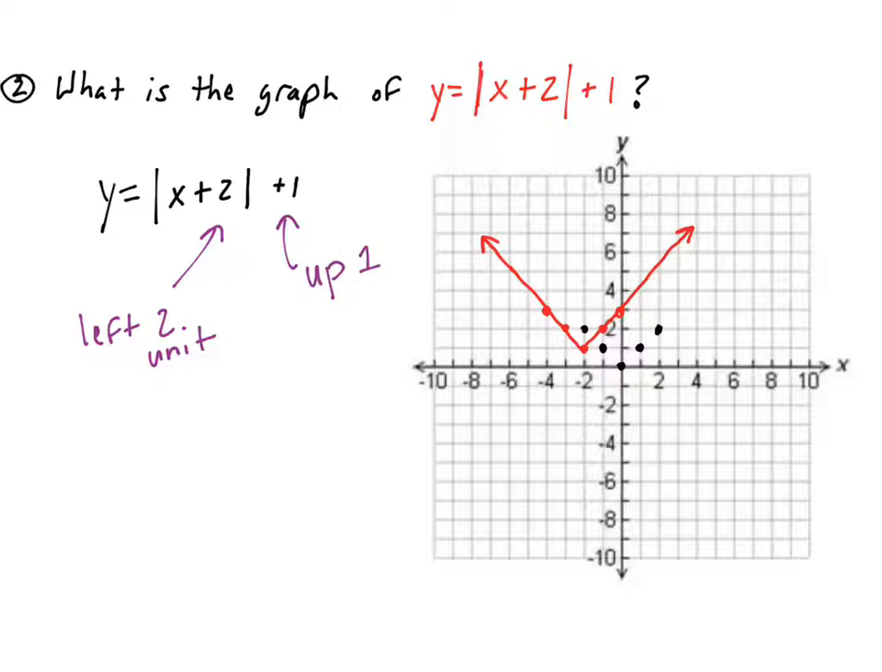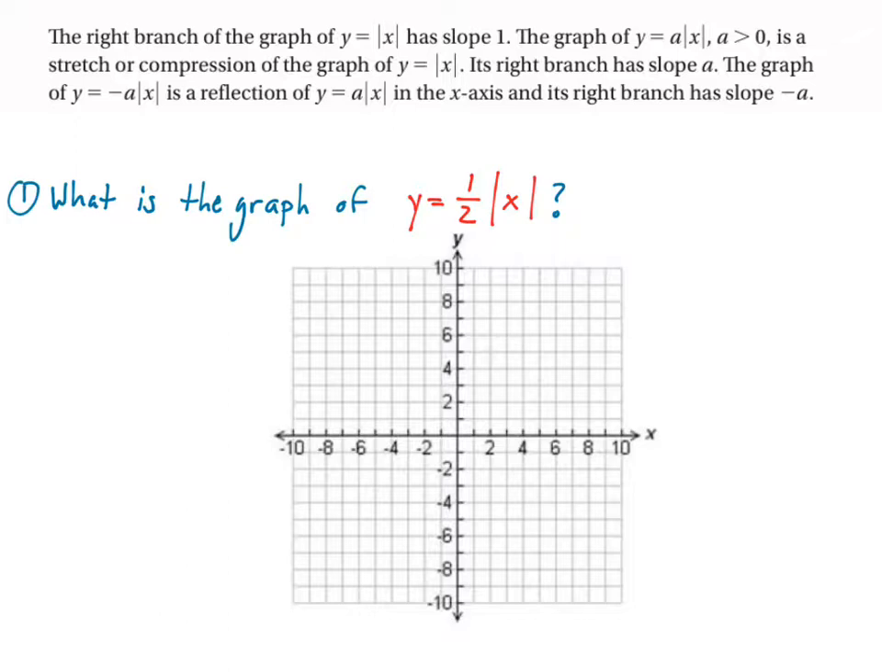Once you start to break down the transformations and how they apply to the functions themselves, graphing becomes a lot easier, especially when you know the parent function. So if you hadn't already noticed, the parent function of the absolute value function, so in this case y equals absolute value of x, has a slope of 1 on the right half of it, and the left half, or the left branch, has a slope of -1.